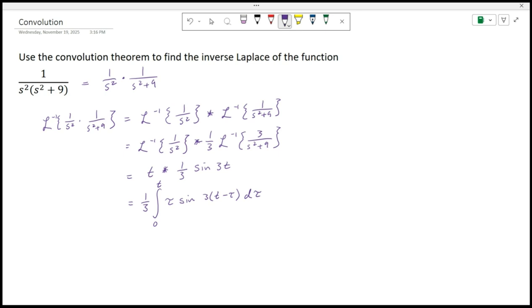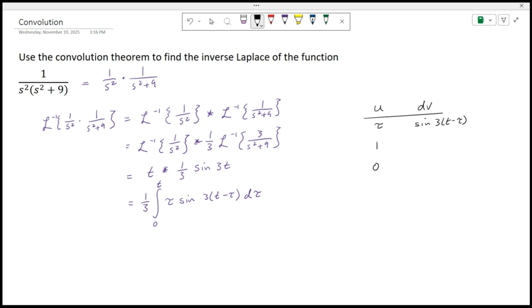I do have a product of functions inside of my integral, so I'm going to use integration by parts. I'm going to use the tabular method. It works out nicely here. u is going to be tau, and dv is going to be sine of 3 times t minus tau. The derivative of tau is 1. With the tabular method, if you're not familiar, you keep taking the derivative until you get 0. So the derivative of 1 is 0.